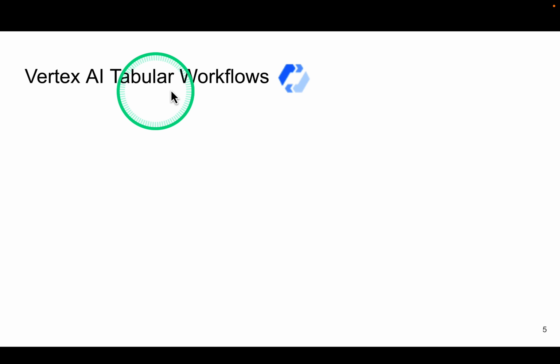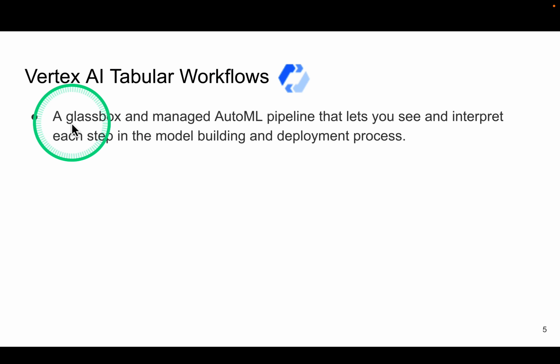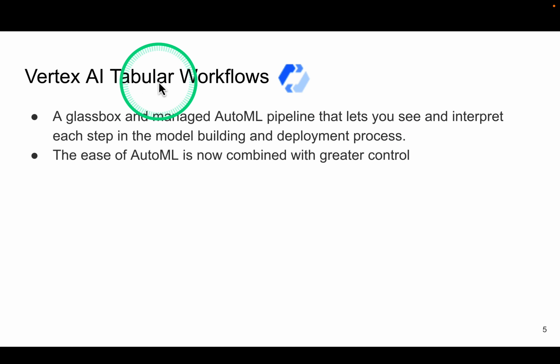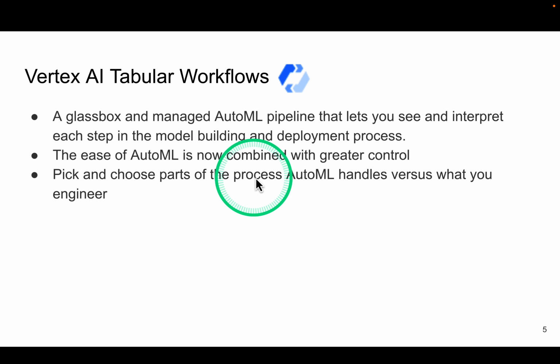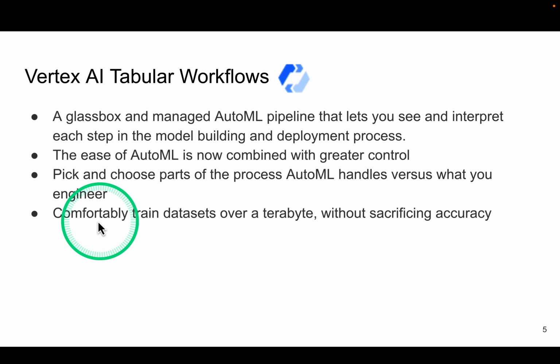Okay, next is Vertex AI Tabular Workflows. It's a glass box and managed AutoML pipeline that lets you see and interpret each step in the model building and deployment process. So basically you have Tabular Workflows, and in Vertex AI Tabular Workflows, you can see all the steps involved. The ease of AutoML is now combined with greater control. You can pick and choose parts of the process AutoML handles versus what you engineer. So you can basically pick and choose the steps, and you can comfortably train datasets over a terabyte without sacrificing accuracy.